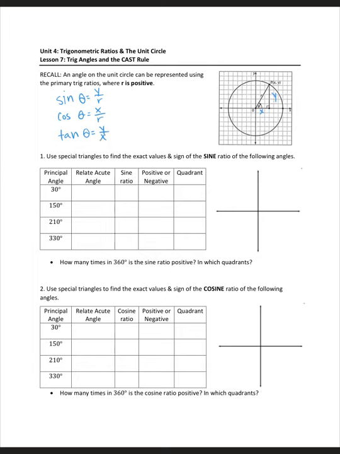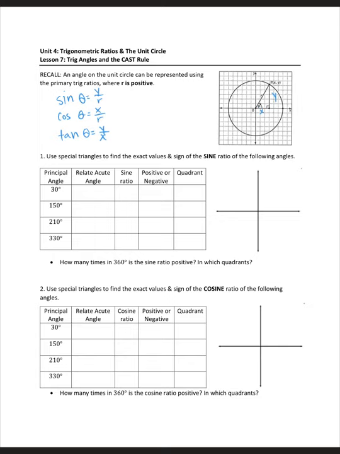So we're going to use our special triangles, and we're going to do a little bit of exploring about these different angles and determining when they are positive and when they are negative. We're first going to do this just looking at our sine ratio. So let's use special triangles to find the exact value and sign of the sine ratio of the following angles. I'm going to start by drawing these different principal angles.